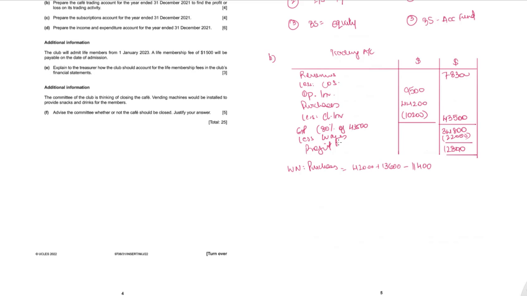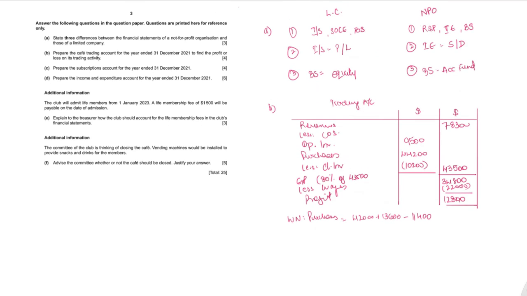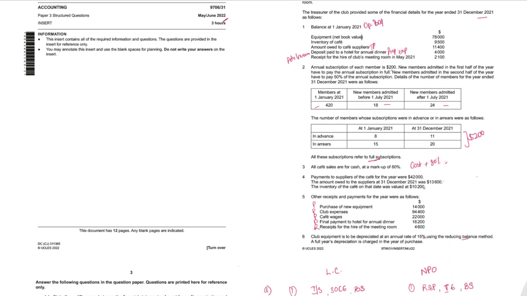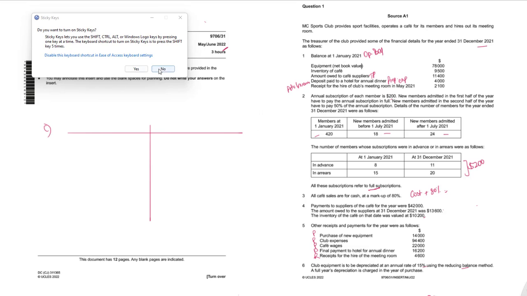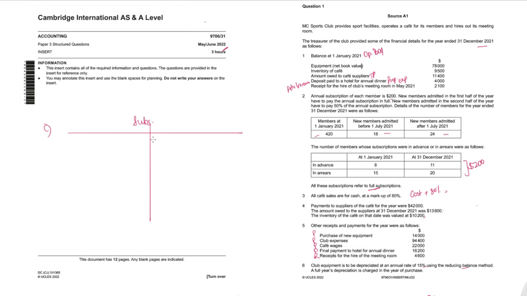Part B. Part C, they tell you to prepare the subscriptions account. Okay, so let's go here and try to prepare the subscriptions account. Subscriptions account, there will be balances brought down on the debit and on the credit. On the debit side, you will have the assets balance brought down. So this will be your accrued subscription at the opening. While on the credit, you will have liabilities balances brought down. So this will be your advance subscription at the opening.